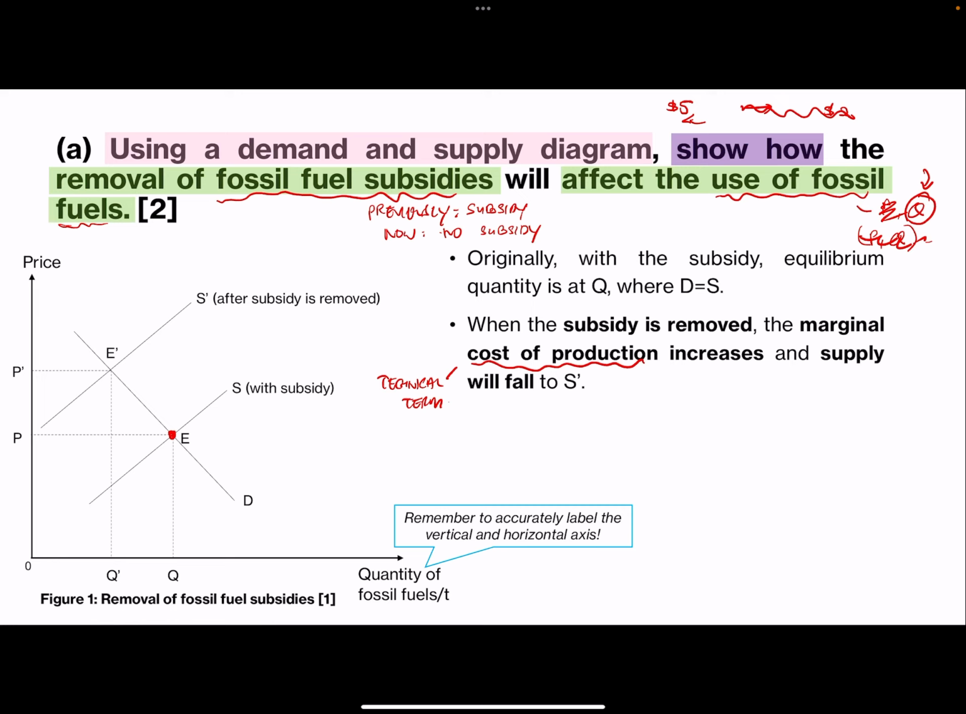Okay, and then supply would fall from S to S prime, which is here. So the equilibrium quantity will fall to Q prime. So answer the question: the use of fossil fuels will fall from Q to Q prime. Make sure you also draw this particular diagram. Okay, so that's for A.